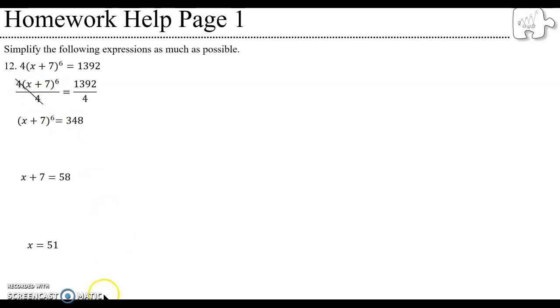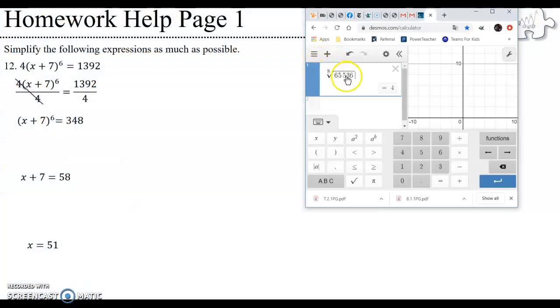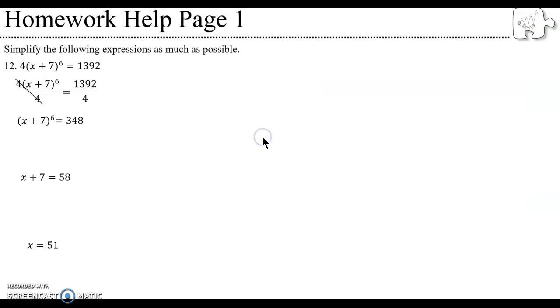We could pull out our calculator. Make sure that 1392 divided by 4 is 348. So 1392 divided by 4, yeah, that's 348, so we're good.